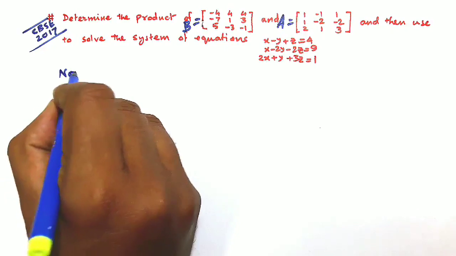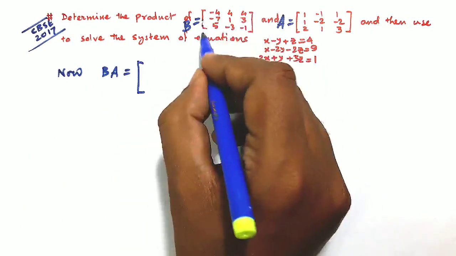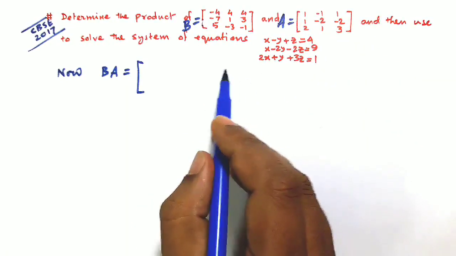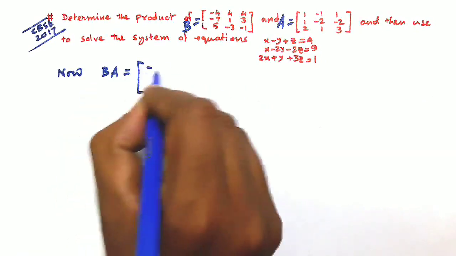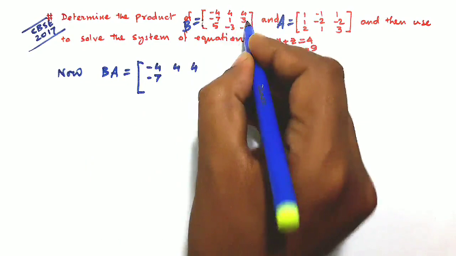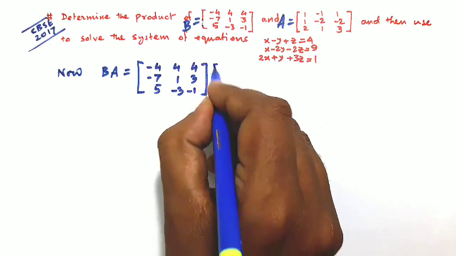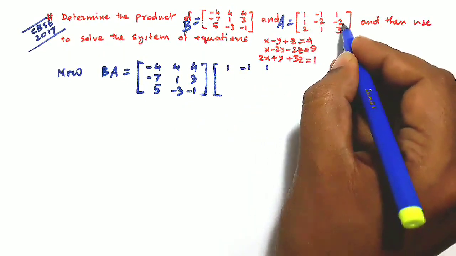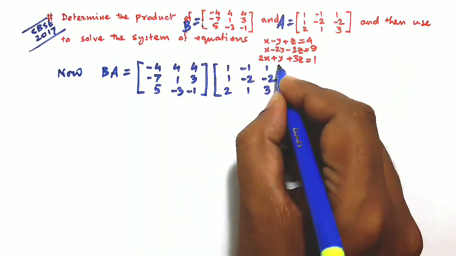So now friends, what is B into A? That is the product of two matrices. This is a 3 by 3 matrix and this is also a 3 by 3 matrix. After multiplication, we will get a matrix whose order will be 3 by 3. So friends, this is first of all B matrix: minus 4, 4, 4; next minus 7, 1, 3; 5, minus 3, minus 1, into the matrix A: 1, minus 1, 1; 1, minus 2, minus 2; 2, 1, 3.